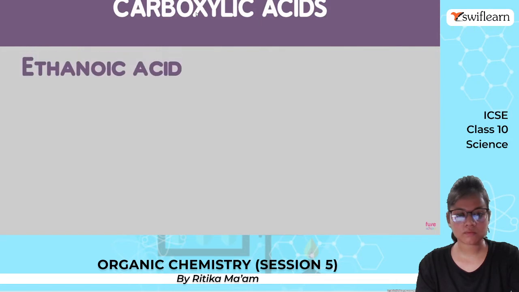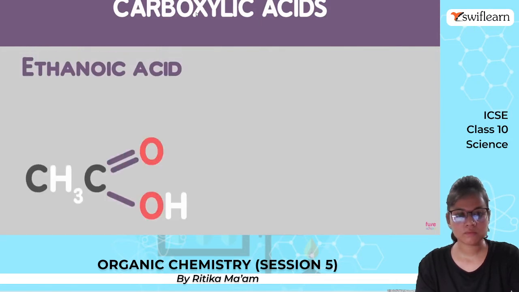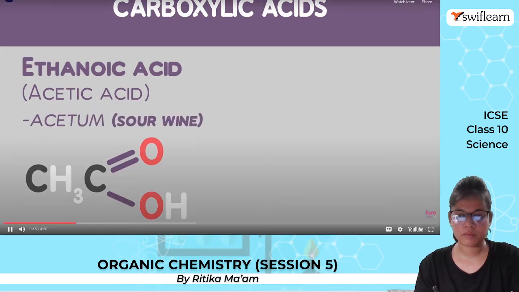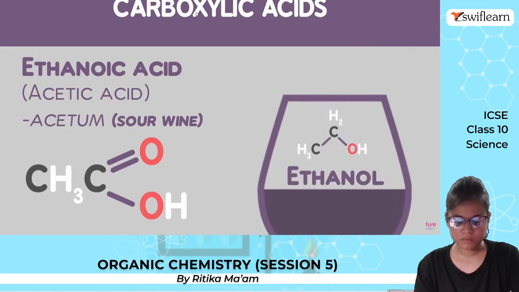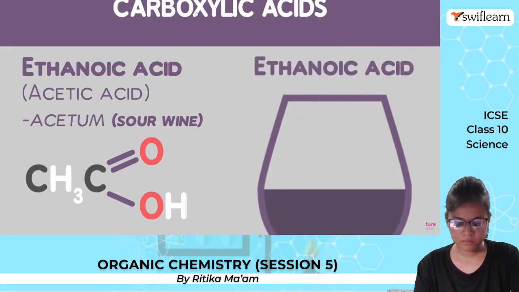Secondly, ethanoic acid. Ethanoic acid is commonly called acetic acid, from the Latin acetum, meaning sour wine. This is because wine, which is a solution of ethanol, is oxidized in the air to ethanoic acid. Vinegar is a dilute solution of ethanoic acid.